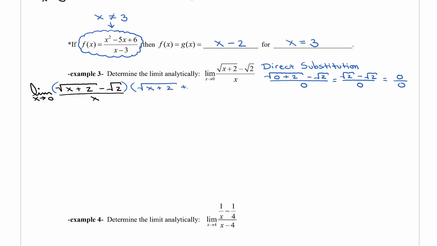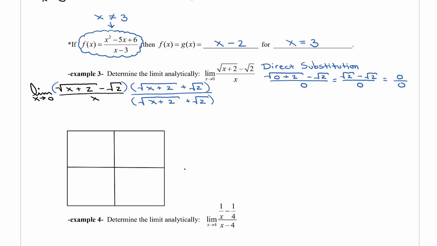rational expression. So I'm going to put parentheses around my numerator, and then I'm going to multiply by, I'm going to open up a set of parentheses, the square root of x plus 2 plus the square root of 2, close the parentheses. And the same thing to the denominator. I'm going to multiply by, open up a set of parentheses, square root of x plus 2 plus the square root of 2, close the parentheses.